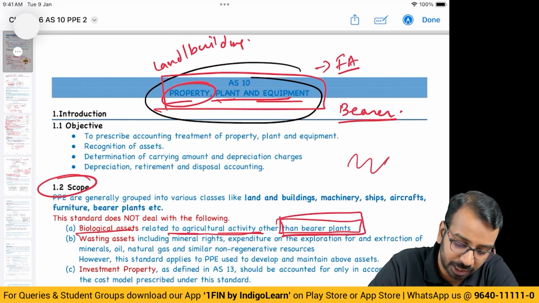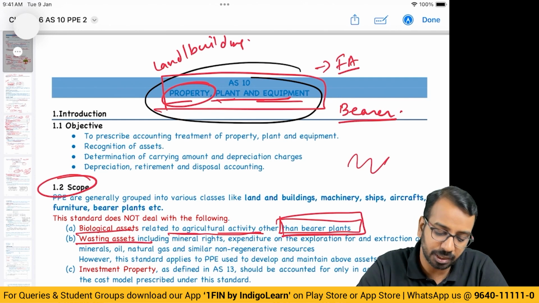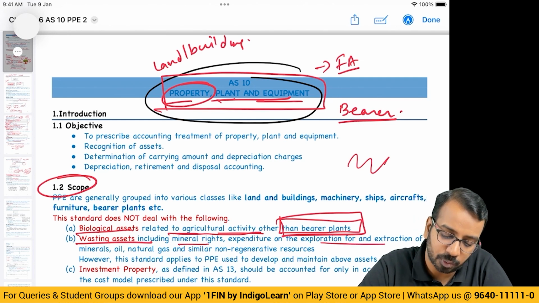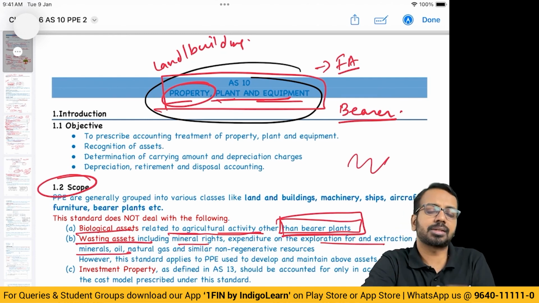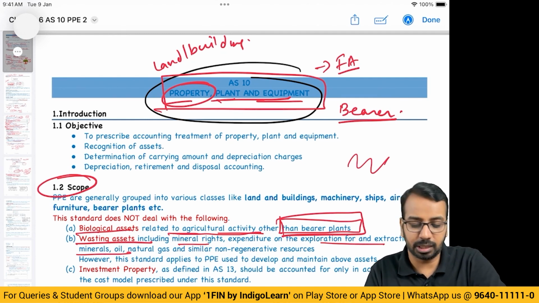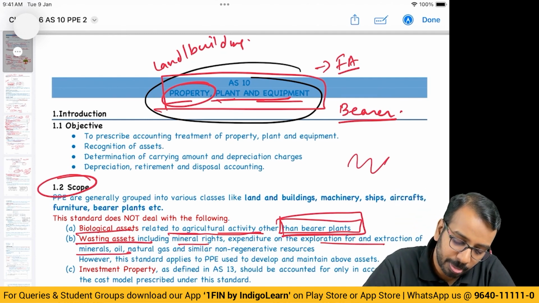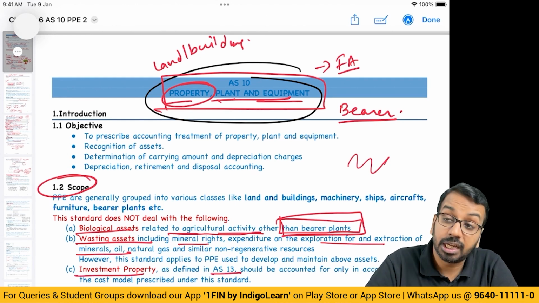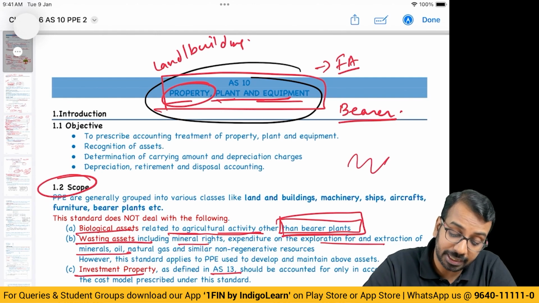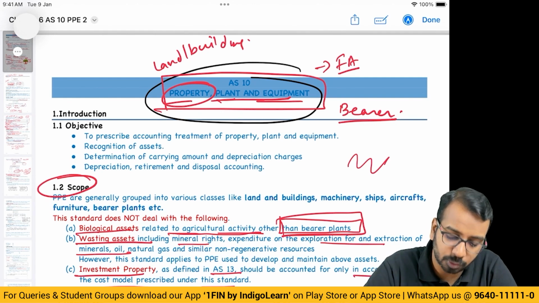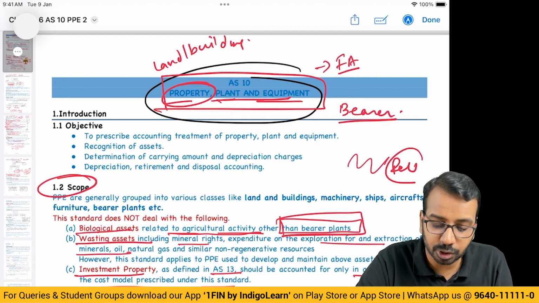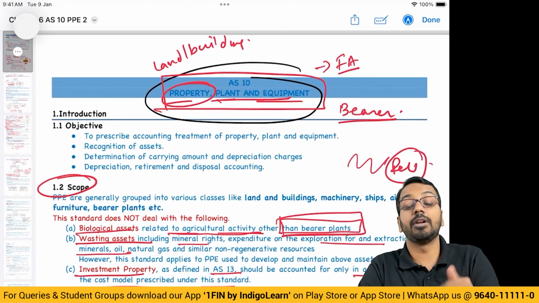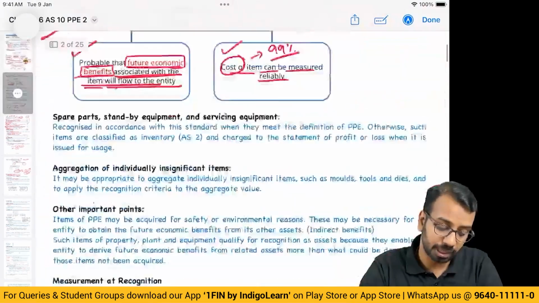That's the first thing. Then wasting assets. Wasting assets means something like mineral rights or exploration of mineral oils. So you have a mine. Wasting asset means as you extract the mineral, the asset value keeps on depleting, right? So that is not covered here. Then investment property, which is defined in AS 13, is not covered here, but it has to be accounted for using the cost model. Meaning, for investment property, we will not use the revaluation model. There are two models; we will not use the revaluation model. That is one small aspect.